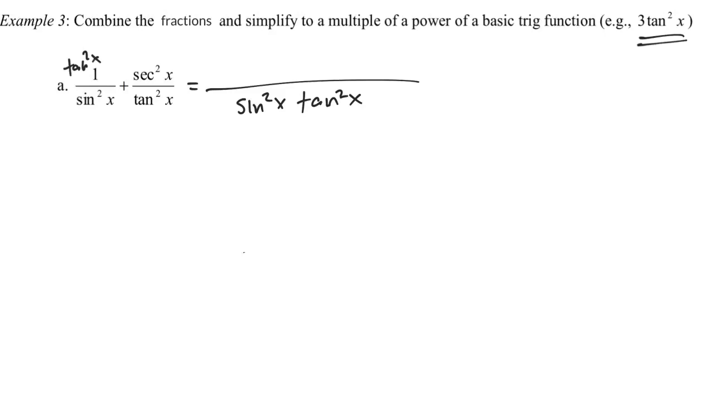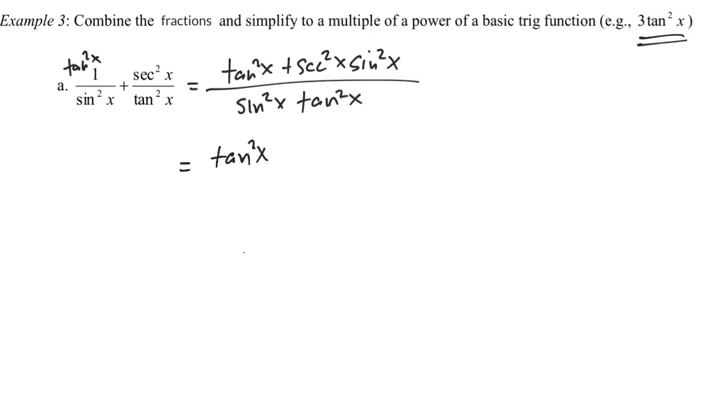And so tangent squared times 1 is just going to give tangent squared of x. For the second fraction, we're going to have to multiply by sine squared x, and so that's going to end up giving me secant squared x times sine squared x. Now, here's where I'm going to focus my attention moving forward, is on this term right here, because I noticed something, that secant squared x is really the same thing as 1 over cosine squared.